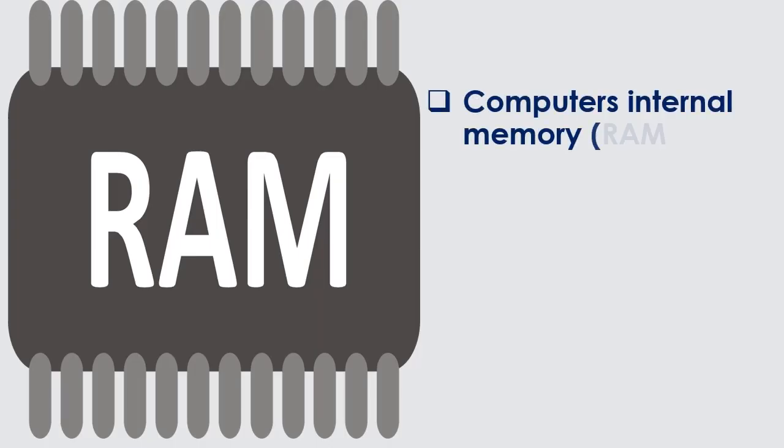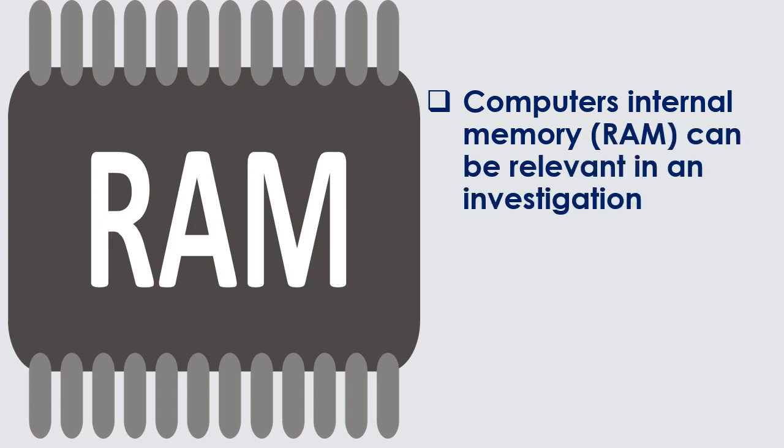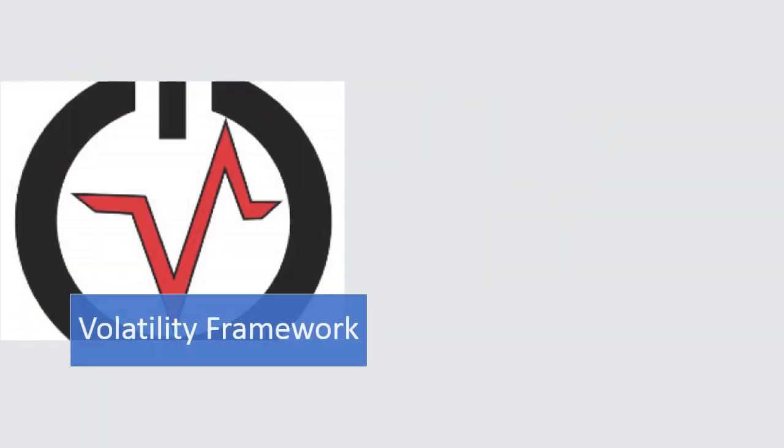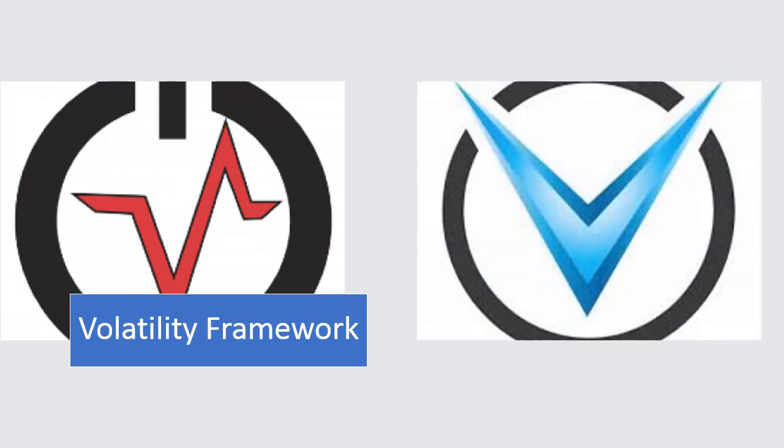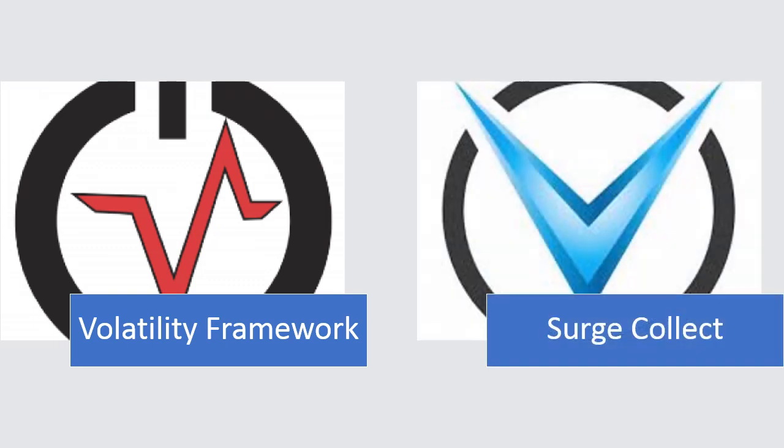Computers' internal memory, RAM, can be relevant in an investigation. For example, a file that is encrypted on a hard drive may be unencrypted when being stored for use by the processor in the computer's RAM. Many tools exist to capture RAM, such as the Volatility Framework and Surge Collect.